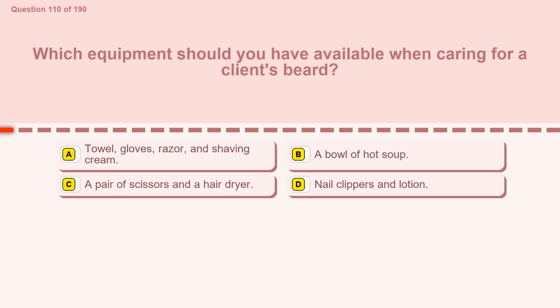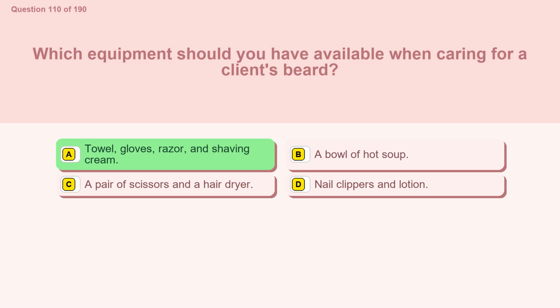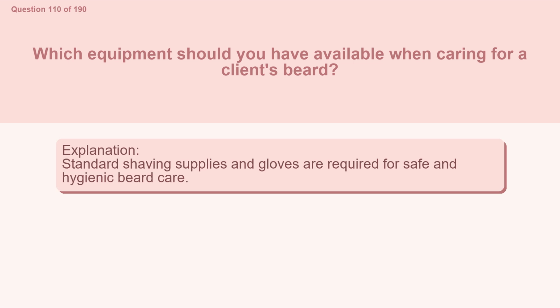Question 110. Which equipment should you have available when caring for a client's beard? Option A, towel, gloves, razor, and shaving cream. Option B, a bowl of hot soup. Option C, a pair of scissors and a hairdryer. Option D, nail clippers and lotion. The correct answer is option A, towel, gloves, razor, and shaving cream. Standard shaving supplies and gloves are required for safe and hygienic beard care.